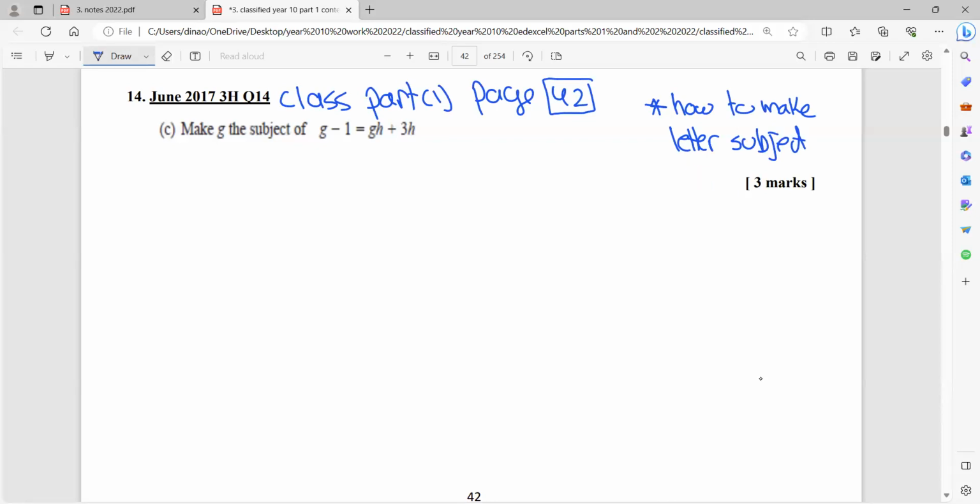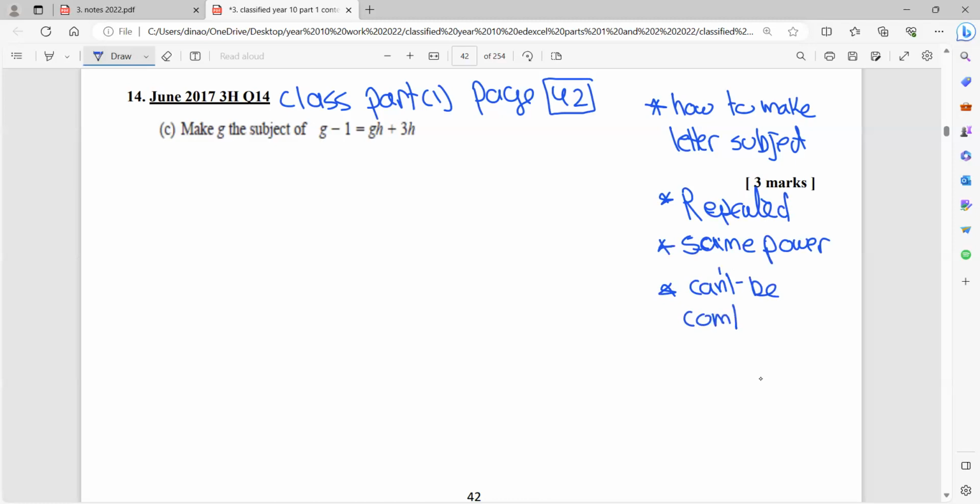Let me just erase this. If the letter is repeated, and this letter has the same power, I'll show you now. I always like to give all the details, honestly. And this letter can't be combined, like we did in the previous example. In the previous example, I was able to combine the y's together.